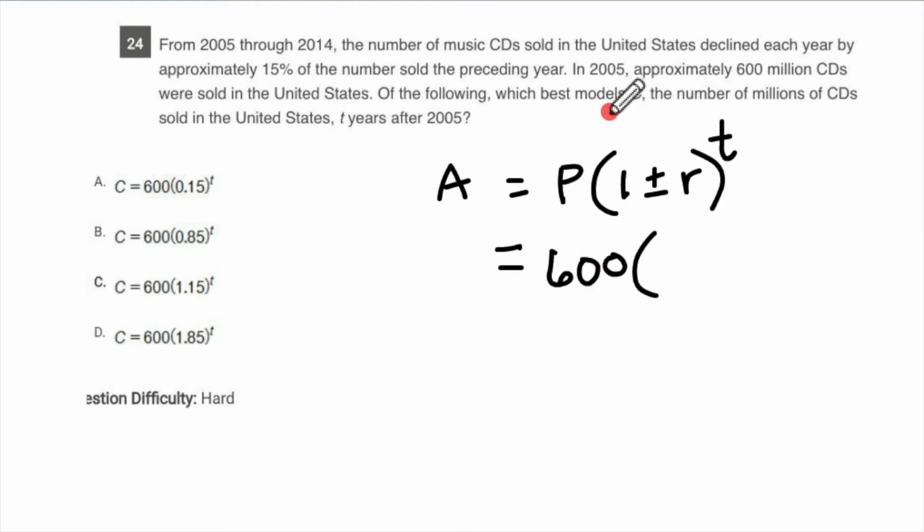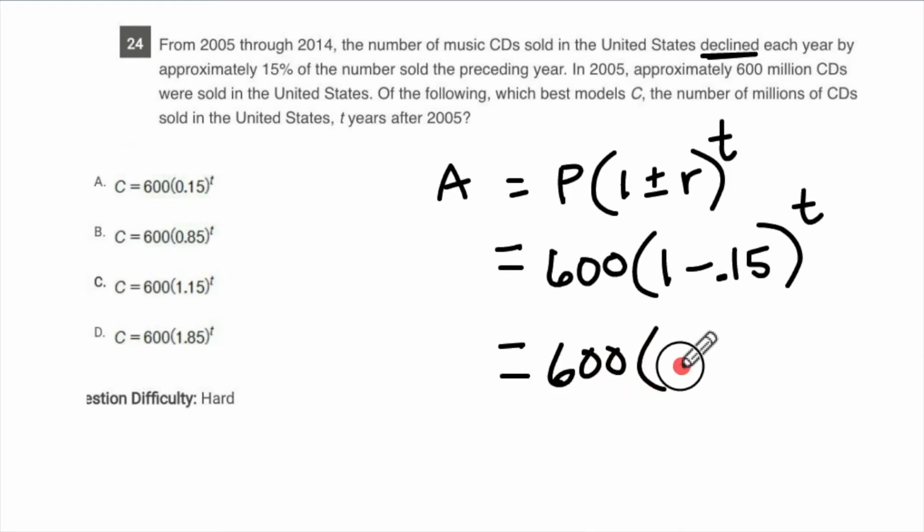It's a decay. We're going down. So we're going to use the subtracting part. We're going to subtract the rate. So it's going to be minus 0.15. And the time, we don't know the number of years. So you'll notice in the answers, the T is in there. And look, they have the 600 for all of these. They're just basically wanting to know if you know it's a decay or an increase. So right here it says declined. Because it says declined, I'm going to use the negative. So we're going to get 600, and it's going to be 0.85 to the T power.